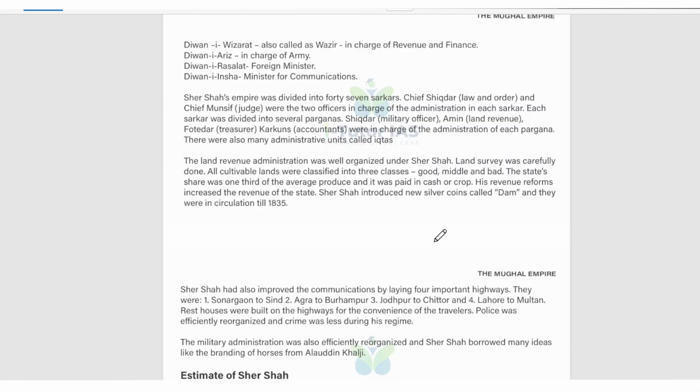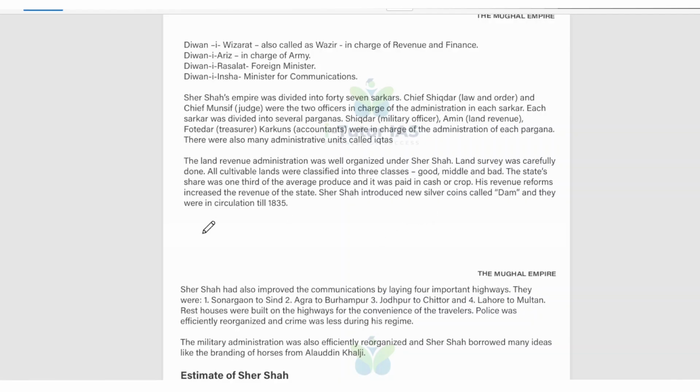Sher Shah's empire was divided into 47 sarkars. Chief Shiqdar, that is law and order, and Chief Munsif, the judge, were the two officers in charge of the administration in each sarkar, and each sarkar was divided into several parganas. Shiqdar, the military officer, Amin for land revenue, Fotedar for treasurer, and Karkuns for accountants were in charge of the administration of each pargana. And there were also many administrative units called iqtas.